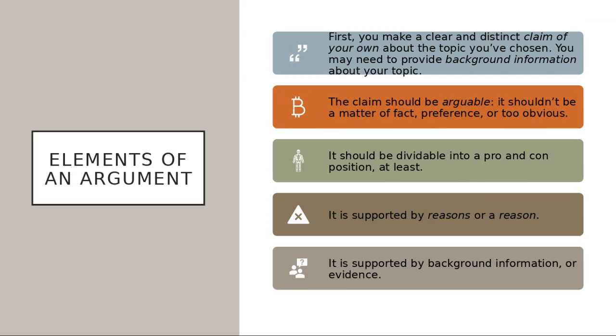And there are many different kinds of truths. I mean, there are truths about material reality, there are truths about how we should or should not be treating each other, and so on, okay? But the claim that you're making is something that someone else might need to be talked into accepting, okay? That's a meaningful claim. So one way to identify that is it should be dividable into at least a pro and a con position, for or against, and it should be supported by reasons or at least a reason. And it should also be supported by background information or evidence.